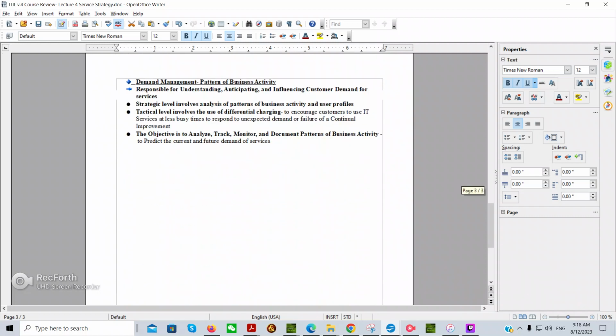And finally, let's talk about demand management pattern of business activity. Okay, it falls under the category of being responsible for understanding, anticipating, influencing customer demand for services. It's subdivided into three. It has three criteria. Number one is strategic level involves analysis of patterns of business activity and user profiles. Number two is a tactical level involves use of differential charging. That is, by definition, to encourage customers to use IT services at less busy times to respond to unexpected demand or failure of a continual improvement, otherwise known as a CI.